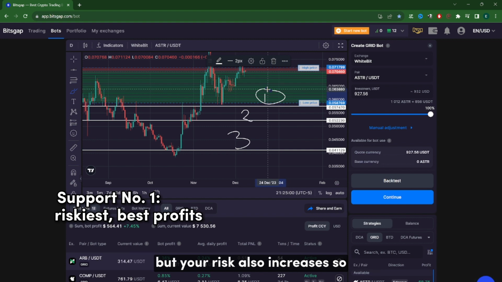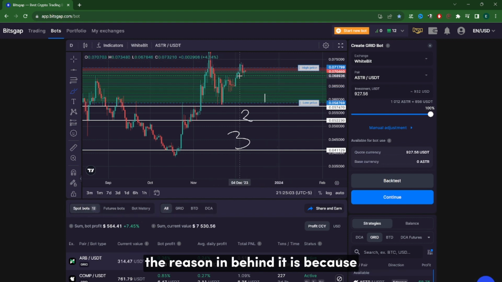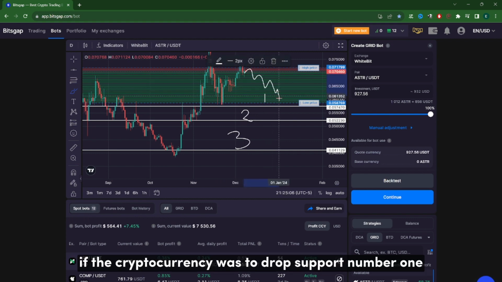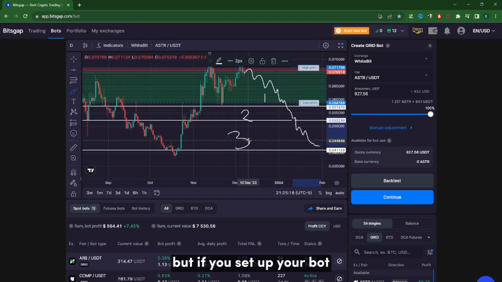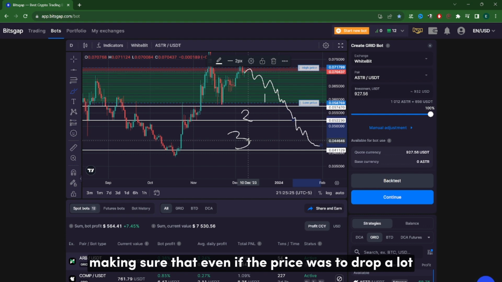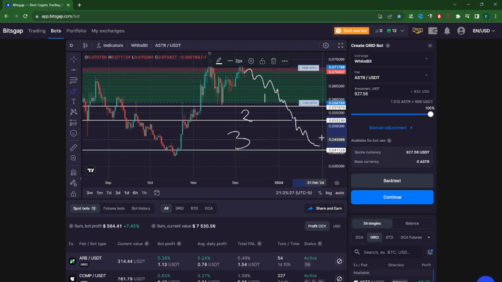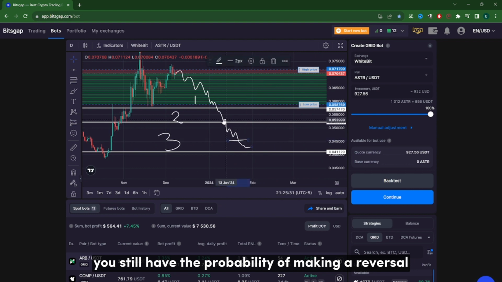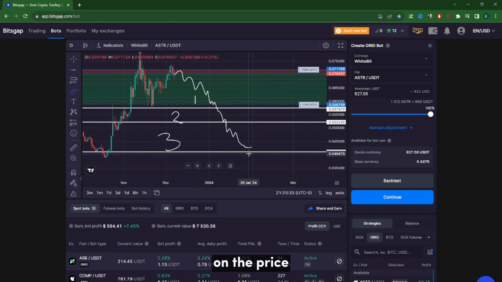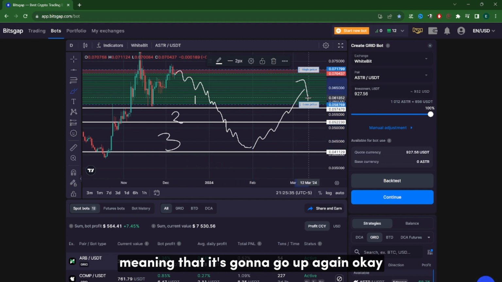The reasoning behind it is that if the cryptocurrency was to drop below support number 1, the bot couldn't be trading anymore. But if you set up your bot with the low price on support number 3, it gives you a higher layer of security, making sure that even if the price was to drop a lot, you still have the probability of a reversal on the price, meaning that it's gonna go up again.